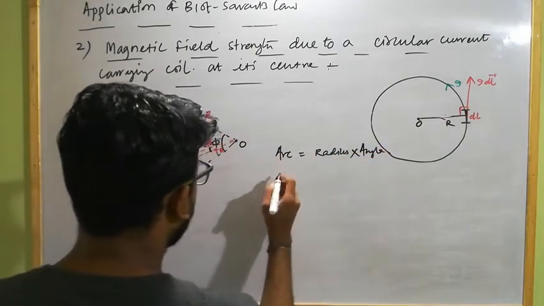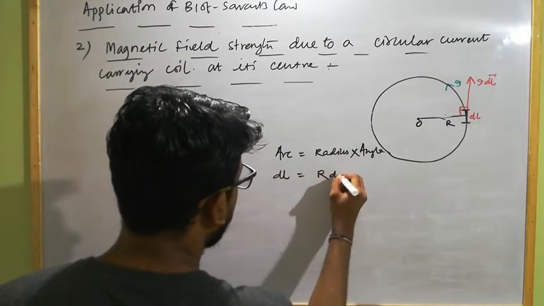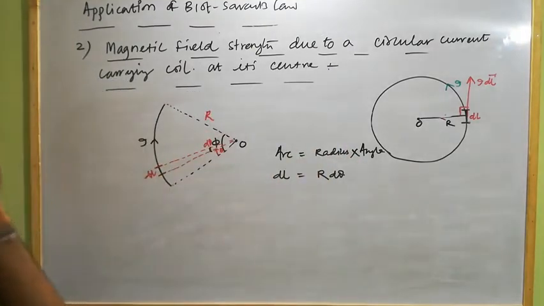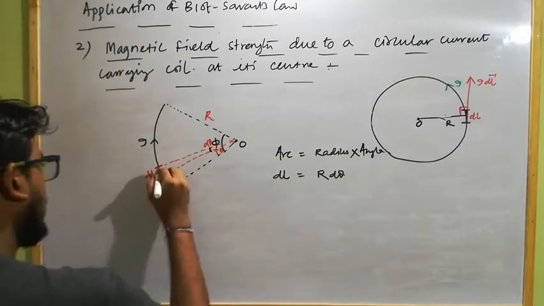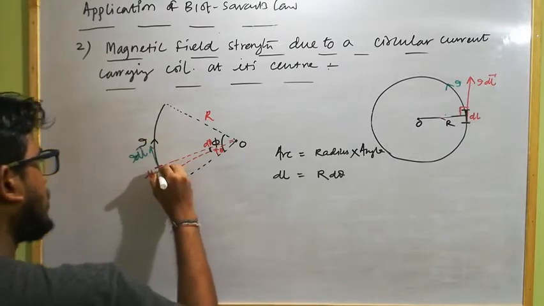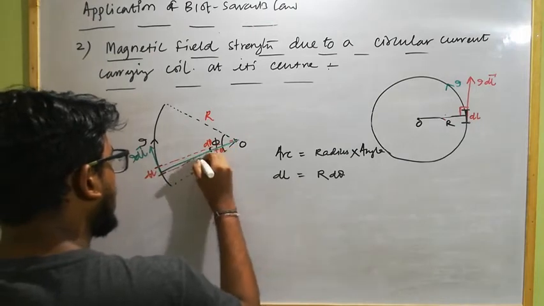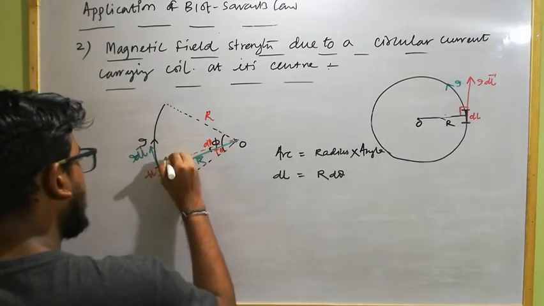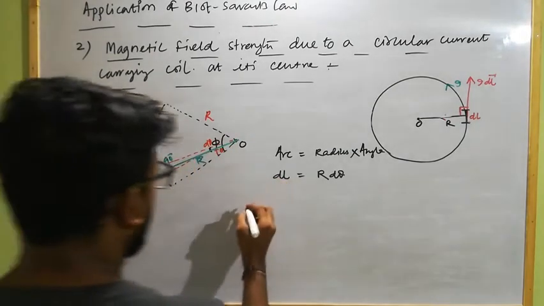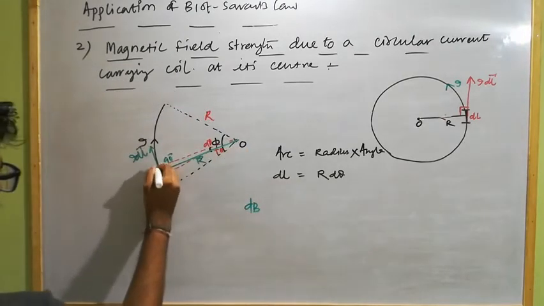So from this, the arc length dl is equal to radius r into angle, equal to how much? r dθ. Clear? The direction of the current carrying element, I dl vector, is like this, and this is the position vector r of the point of observation, and the angle is again 90 degrees. So according to Biot-Savart's law, what is the value of magnetic field strength at point O due to this much current carrying element?